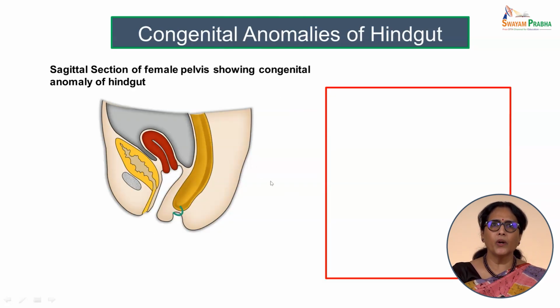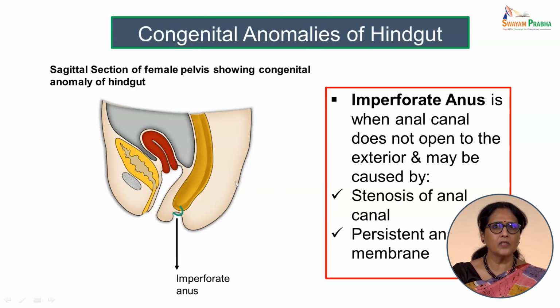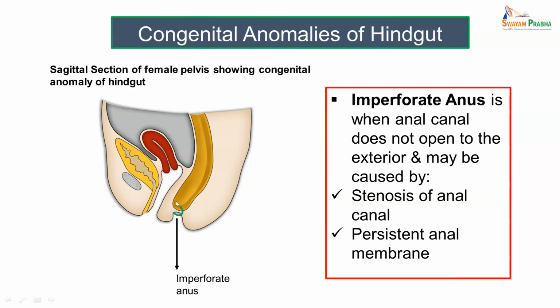Next, we move on to another congenital anomaly of the hindgut, which occurs at the lower end of the primitive rectum, called imperforate anus. Imperforate anus is when the anal canal does not open to the exterior and may be caused by stenosis of the anal canal or a persistent anal membrane. That is, the anal membrane fails to rupture.